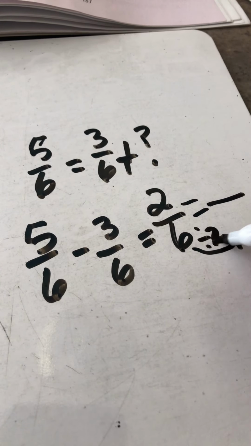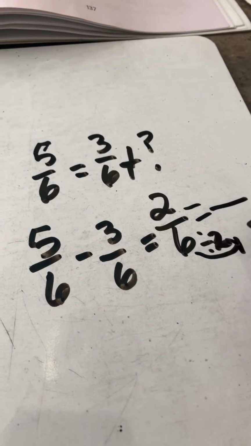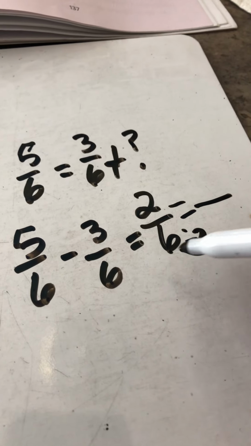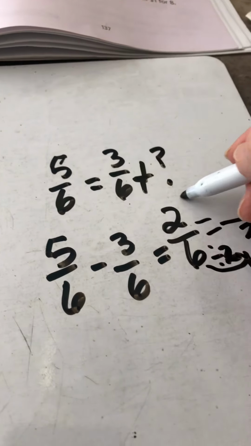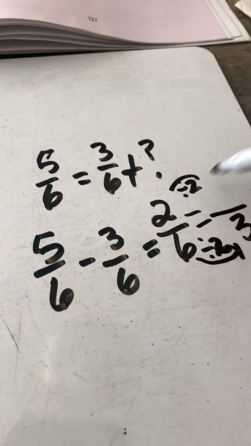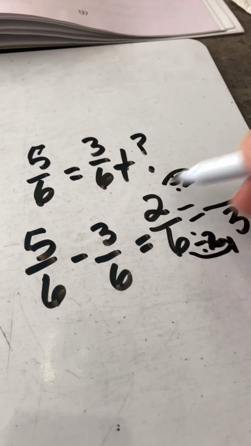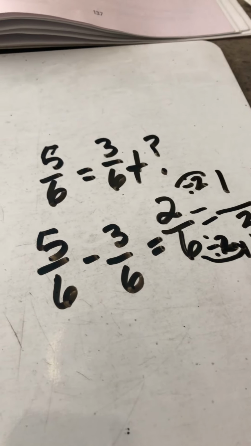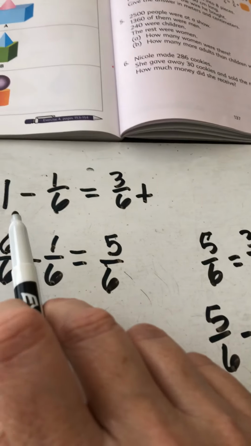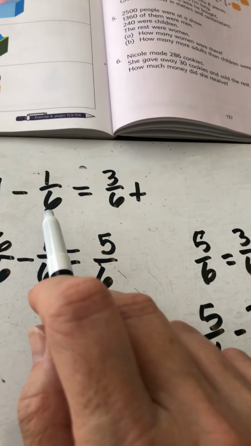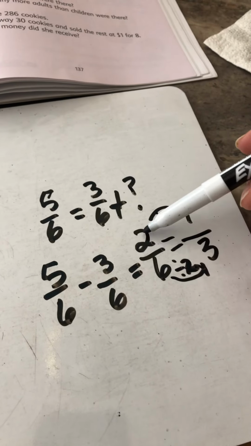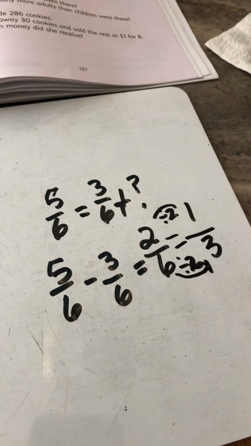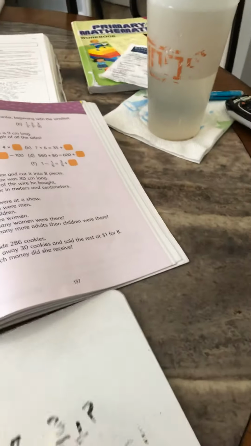Oops. 6 divided by 2 equals what? Or what times 2 equals 6? 2, 4, 6, 3. And 2 divided by 2, or what times 2 equals 2? 1. So when you say 1 minus 1/6 equals 3/6 plus what? Your answer could be 2/6 or it could be 1/3. Okay, could be either one of those.